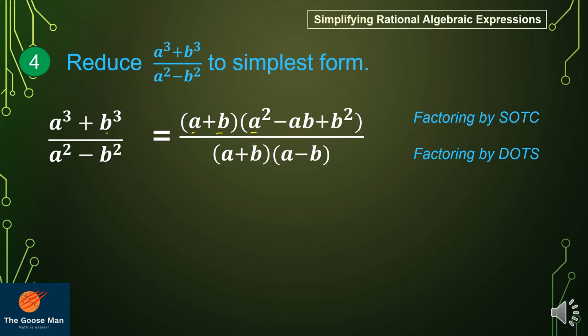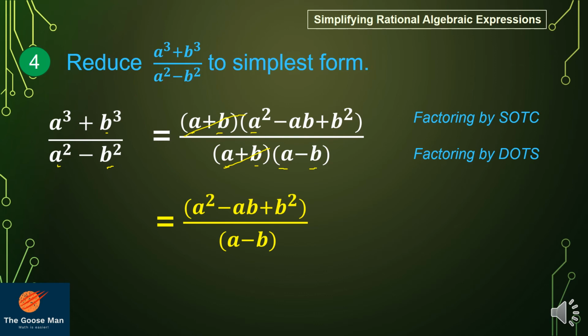Next, on our difference of two squares, get the square root of a squared, so we have a and a. Next, the square root of b squared is equal to b and b. So again, express this as a sum and difference of the same first and second terms. Take note that I can now factor out the expression a plus b and a plus b. So therefore, the final answer is a squared minus ab plus b squared all over a minus b.